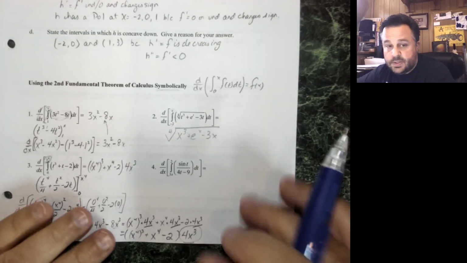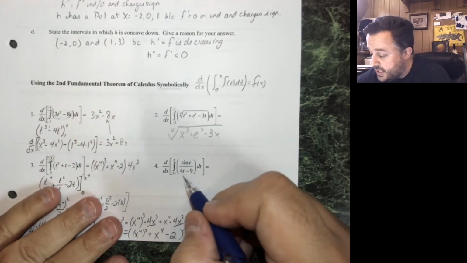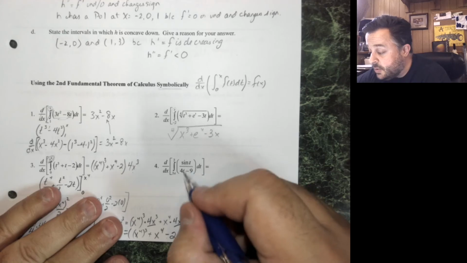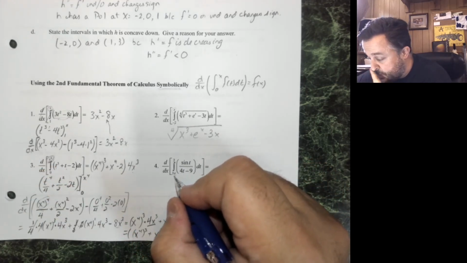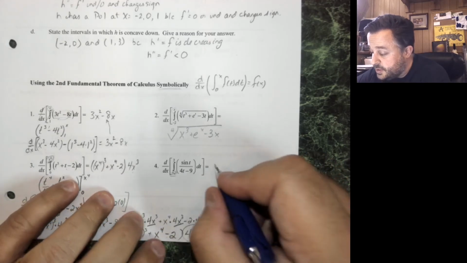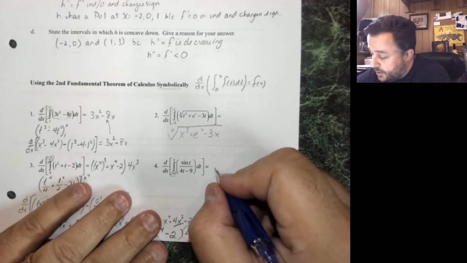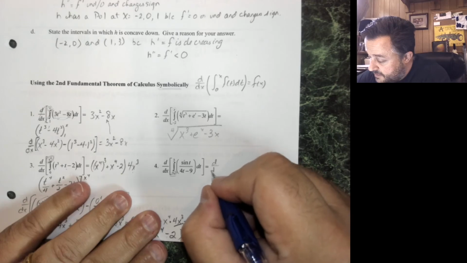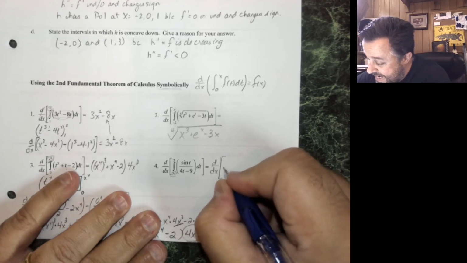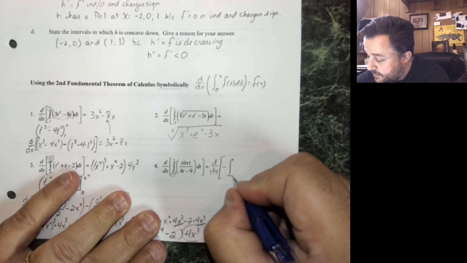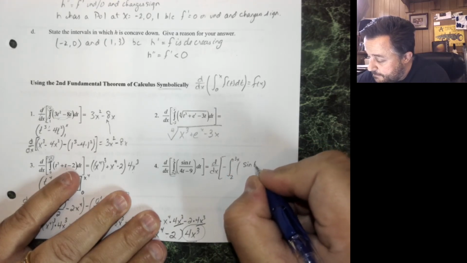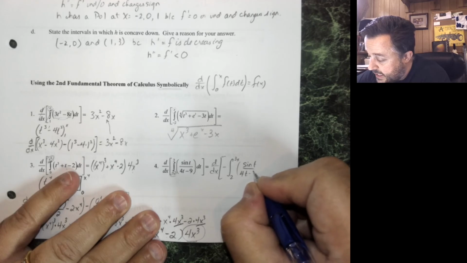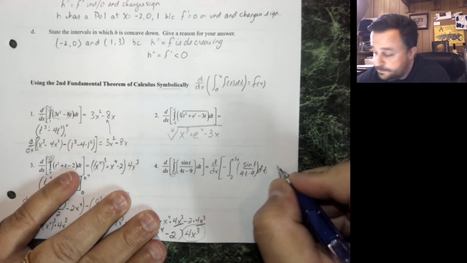So let's take a look at this one here and do it the same way, because I do not want to integrate this, never mind then taking the derivative. So the first thing is we do have to switch. My upper bound needs to be the function of x. So we're going to write that as the derivative of the negative integral from 2 to 3x of sine of t over 4t minus 9 dt.